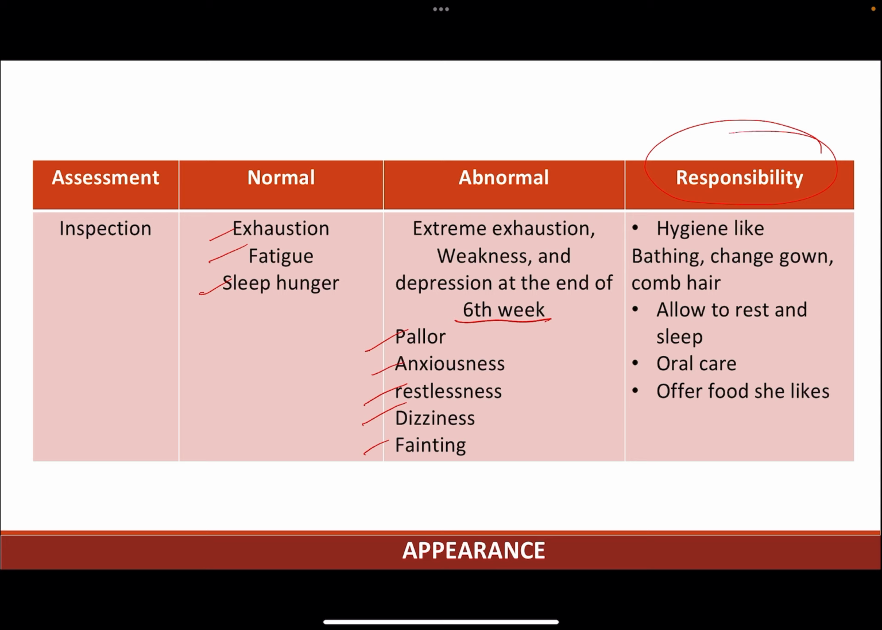responsibility, you have to give health teaching about hygiene like bathing, change of gown, combing hair, and allow her to rest and sleep. Oral care, offer food, also what she wants. So this is the appearance.